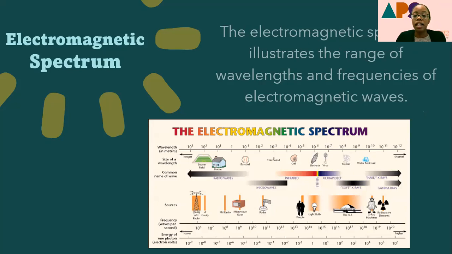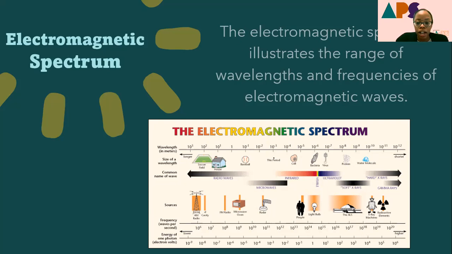This is the electromagnetic spectrum. It pretty much illustrates the range of wavelengths and frequencies of these waves. Okay, so I included a really good diagram of the electromagnetic spectrum, and you can see on here, it has the wavelength listed using meters. It gives you a size reference, so that way you can have a visual understanding of what the size of these wavelengths are. The common names of the wavelengths and sources where these electromagnetic waves are most likely to be found.